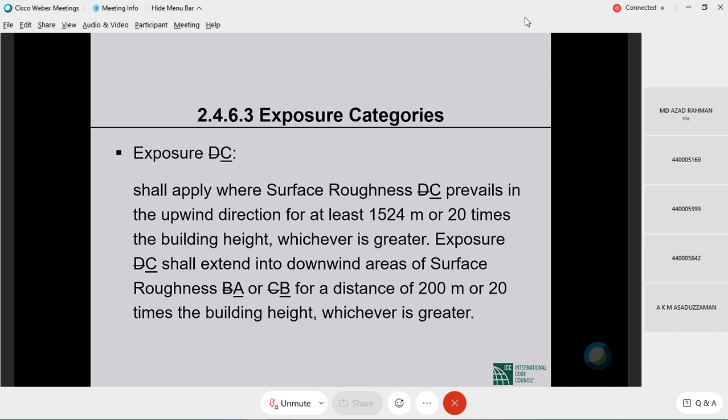Exposure C shall extend into downwind areas of surface roughness A or B for a distance of 200 meters or 20 times the building height which is greater. This is something important. So first we say exposure C shall apply where surface roughness C prevails in the upwind direction for at least 1524 meters or 20 times the building height. Then we say exposure C shall extend into downwind areas of surface roughness A or B for a distance of 200 meters or 20 times the building height, whichever is greater.